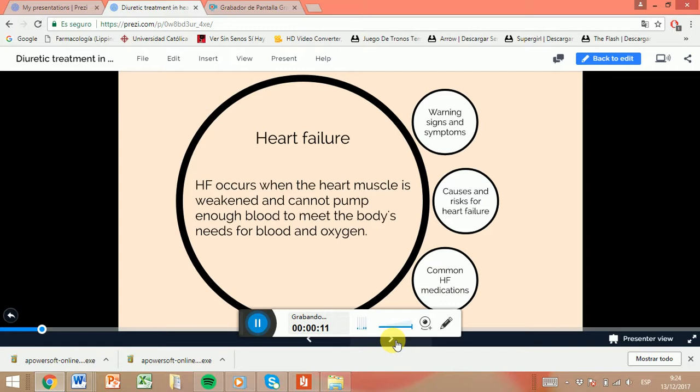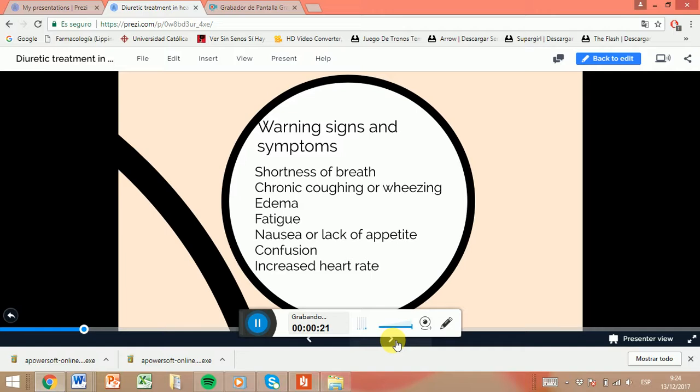What is heart failure? Heart failure occurs when the heart muscle is weakened and cannot pump enough blood to meet the body's need for blood and oxygen. Warning signs and symptoms: shortness of breath, chronic coughing or wheezing, edema, fatigue, nausea or lack of appetite, confusion, increased heart rate.